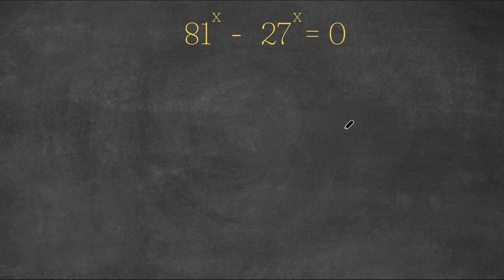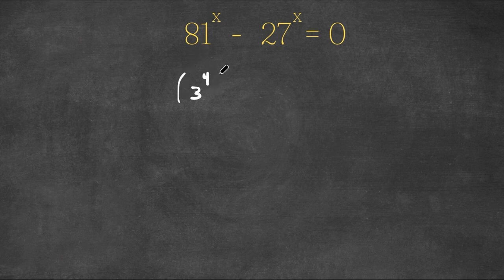In today's video, I'm going to be teaching you guys how to solve this exponential equation. So we have 81^x − 27^x = 0. Now what I'm first going to do is change 81 to 3^4. So I'm going to replace 81 with 3^4.